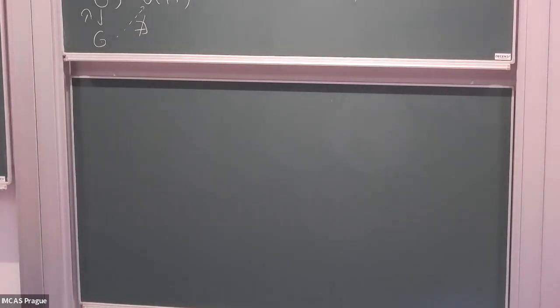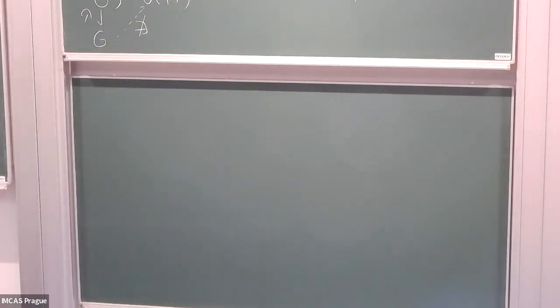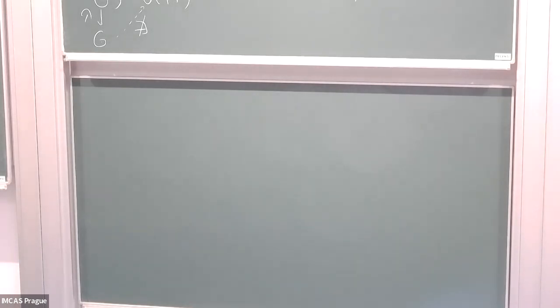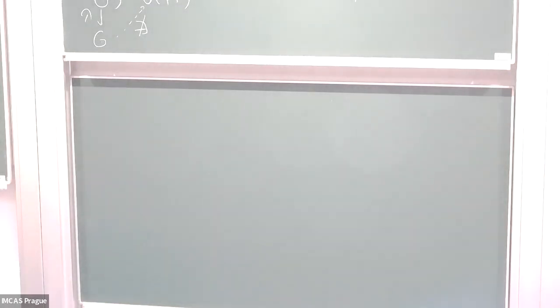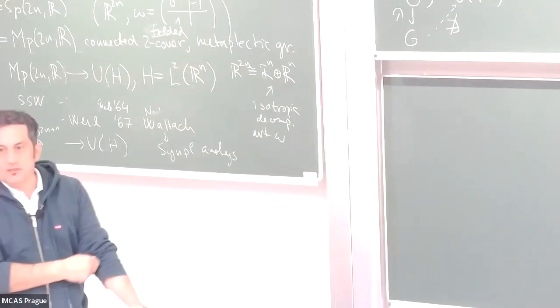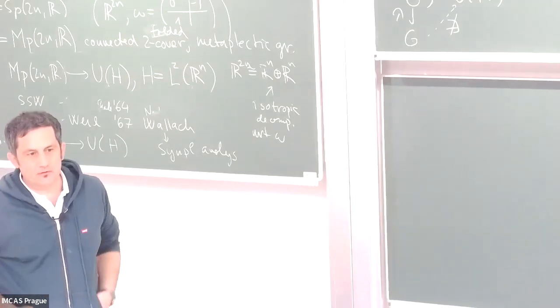I can refer not only to the articles, but maybe to Folland's book on symplectic analysis. He wrote a book on symplectic analysis, and the construction is there done as a really very basic construction, but on several pages. It's old, from the '80s, '90s.